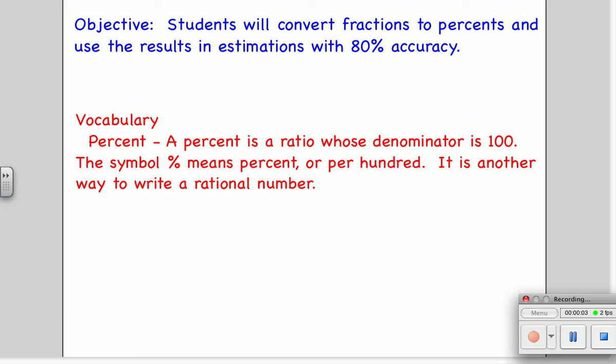All right, today we're doing Chapter 5, Lesson 6. This is your vocabulary for Chapter 5, Lesson 6. Make sure you write 5.6 at the top of your notes. Some of you have been forgetting to do that, so please make sure 5.6 is at the top of your notes. And the objective: students will convert fractions to percents and then use the results in estimations. Okay, so make sure you have the objective written and your vocabulary, write that out as well.